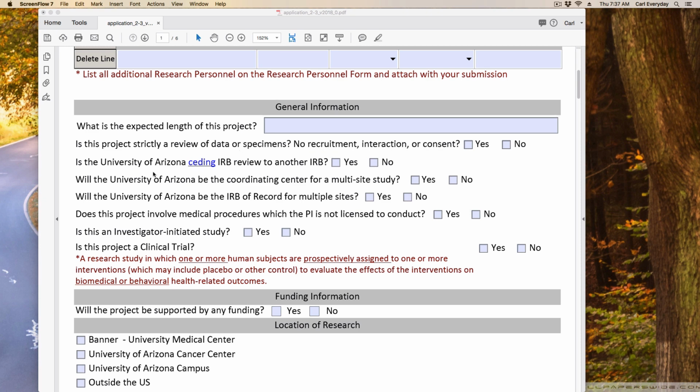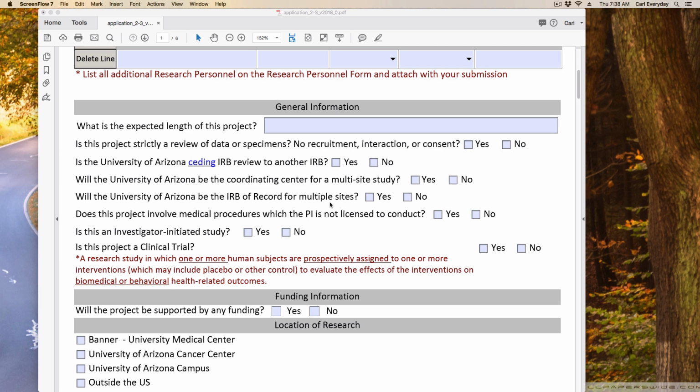Is the University of Arizona ceding IRB review to another university? Will we be coordinating a multi-university study? Will we be the IRB of record for a multi-university study? These three questions have to do with projects and pieces of research that happen across multiple universities. So let's say I'm working with the University of Missouri. They have a major grant and I'm a subcontractor as a researcher.